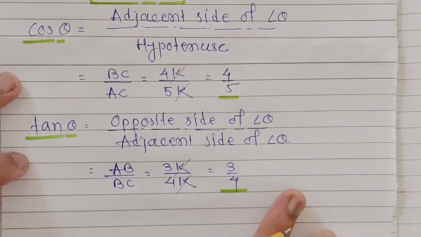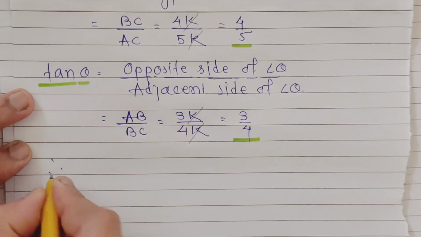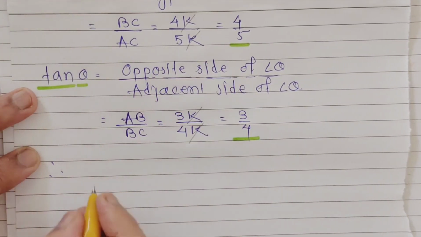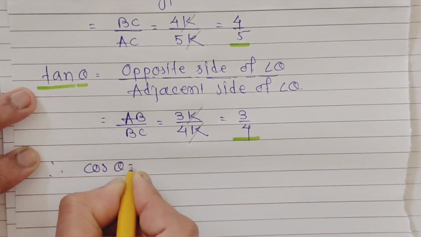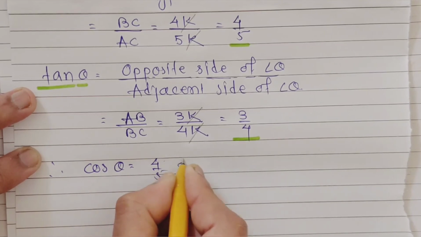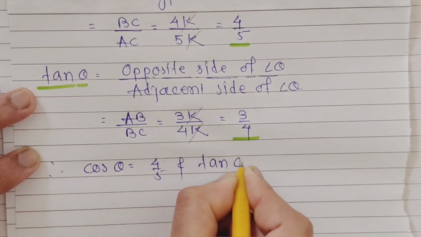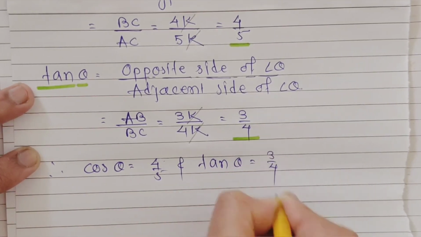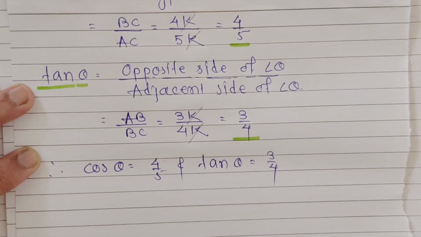So therefore we can write cos theta is equal to 4 upon 5 and tan theta is equal to 3 upon 4. Is it clear? It is our answer.